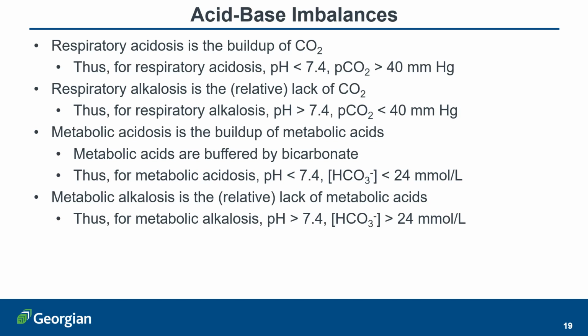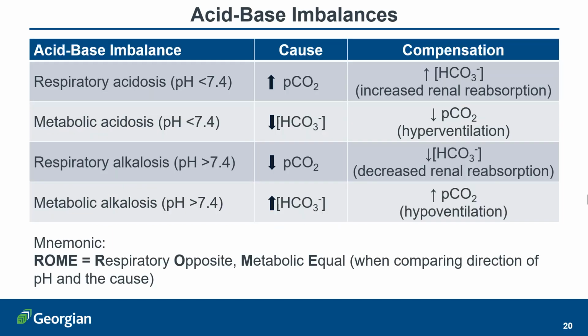So when pH is less than 7.4 and bicarbonate is less than 24, it is metabolic acidosis. Similarly, if pH is greater than 7.4 and bicarbonate has increased, it's more than 24 millimoles per liter, then it's metabolic alkalosis. Let's look at these acid-base imbalances in tabular form.